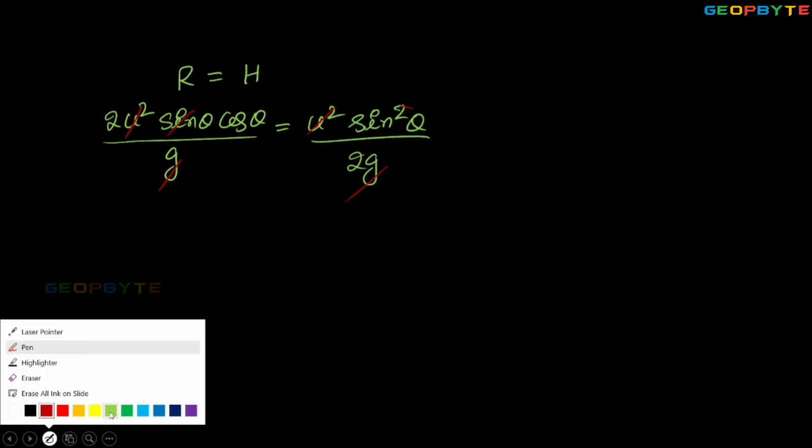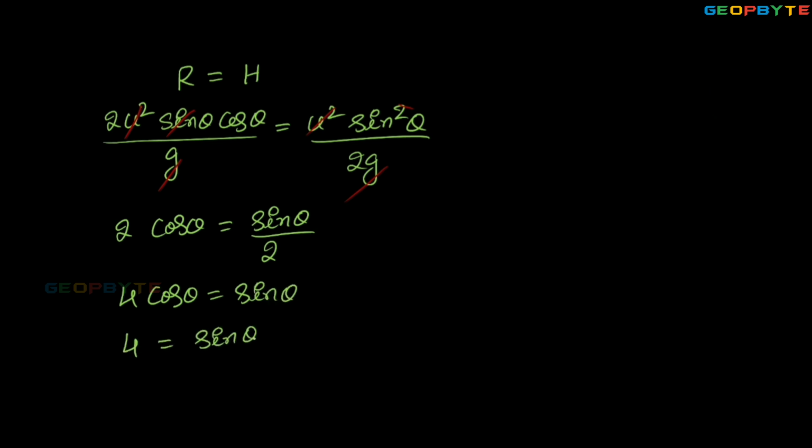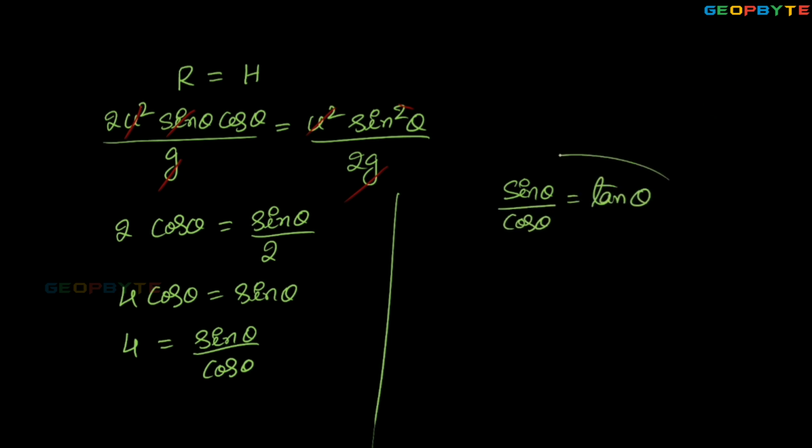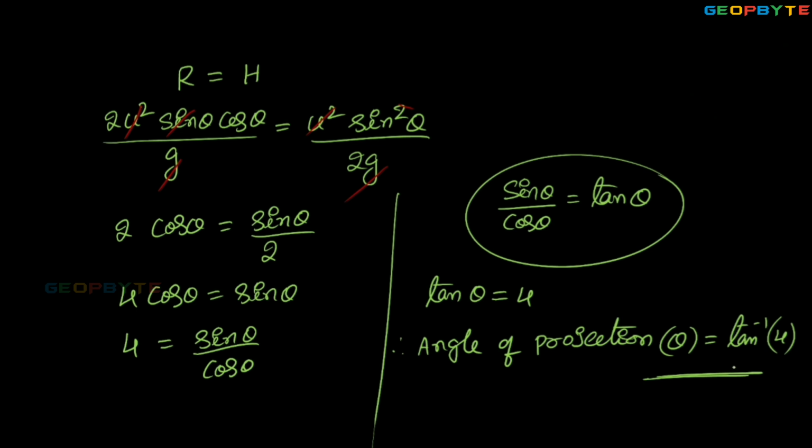Then it can be written as 2 cos theta is equal to sine theta divided by 2. This can also be written as 4 cos theta equal to sine theta, or 4 equal to sine theta divided by cos theta. As you know, sine theta by cos theta equal to tan theta. You should know the basic mathematics for solving problems in physics. Therefore, tan theta equal to 4. Therefore, angle of projection theta equal to tan inverse 4. That is the angle of projection.